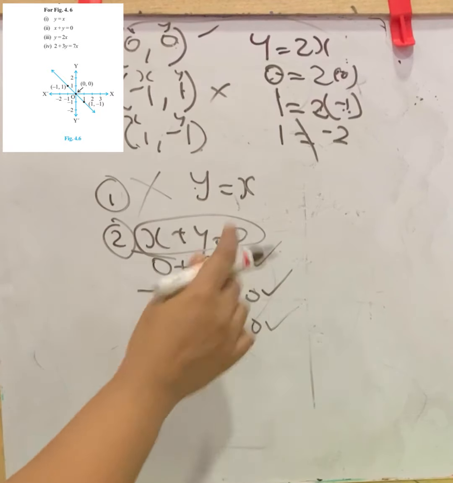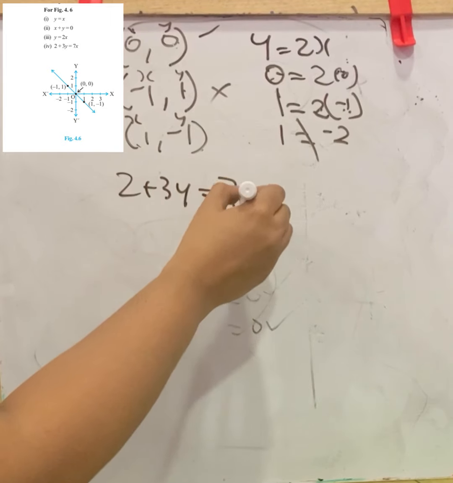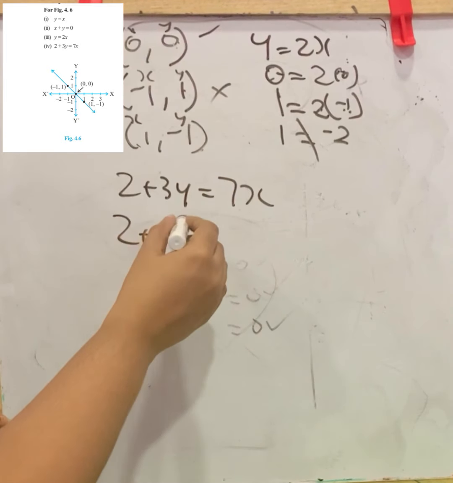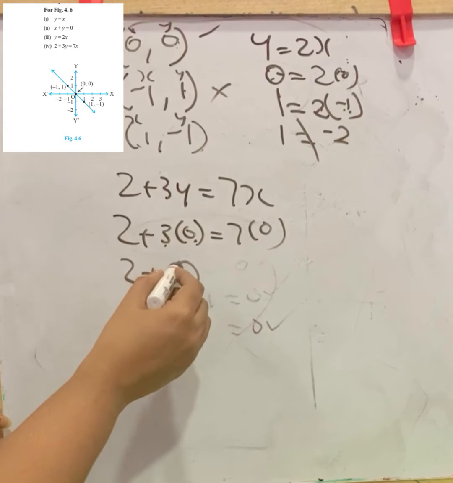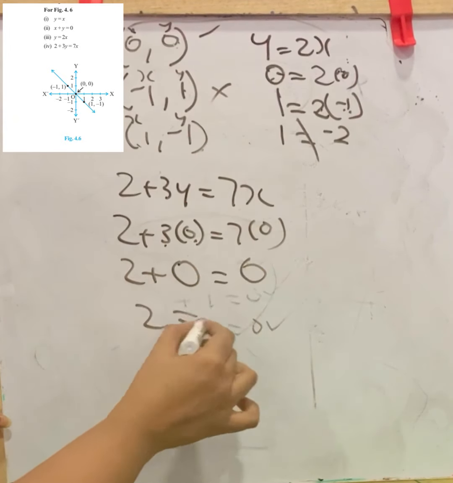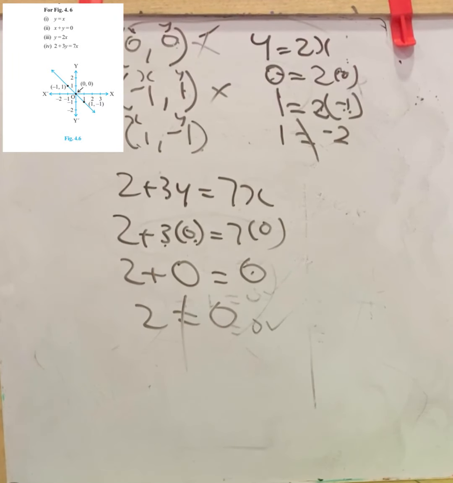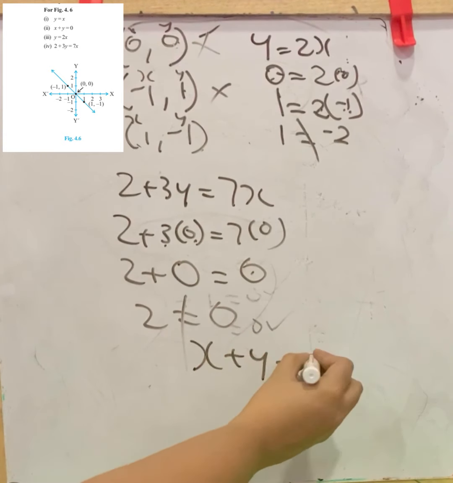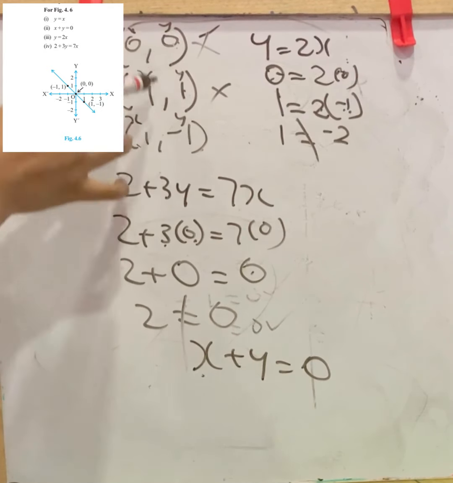Next one is 2 plus 3y equal to 7x. Now 2 plus 3 into 0 equal to 7 into 0. 2 plus 3 zeros are 0, equal to 0. 2 equal to 0, no, it is not equal. So it doesn't satisfy the given equation. So the only equation which satisfies is x plus y equal to 0. This is the equation which is satisfied by all the three solutions.